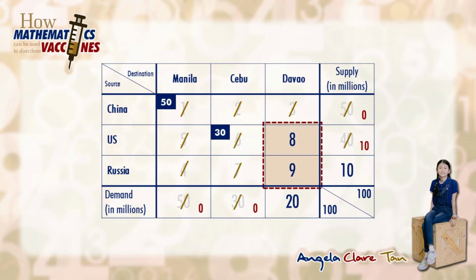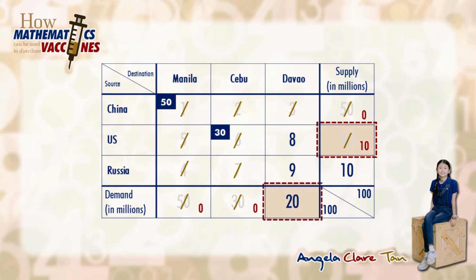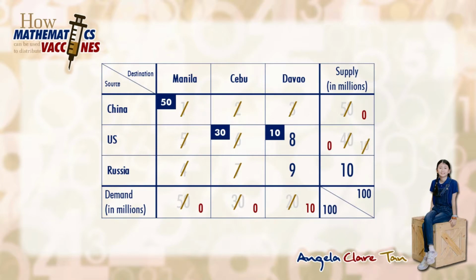This leaves us with the last 2 cells. 8 is the least cost, so we choose 8. Compare the demand and supply of cell with cost 8. 10 is the supply, while 20 is the demand. 10 is smaller than 20, so we allocate 10. 20 minus 10 equals 10. 10 minus 10 is 0, so the row gets cancelled.